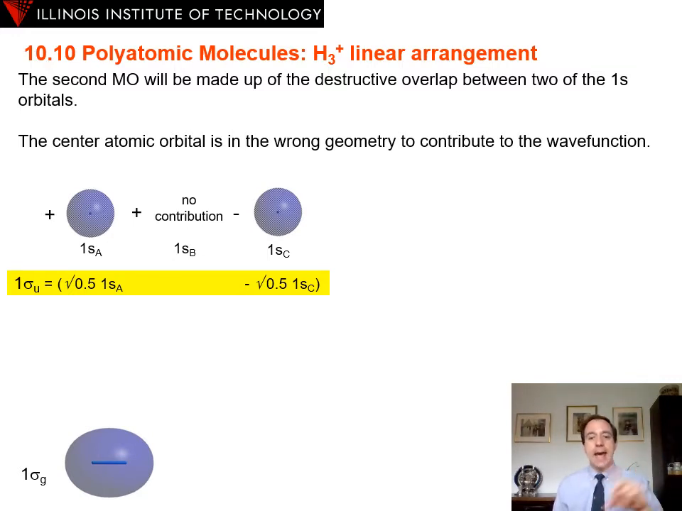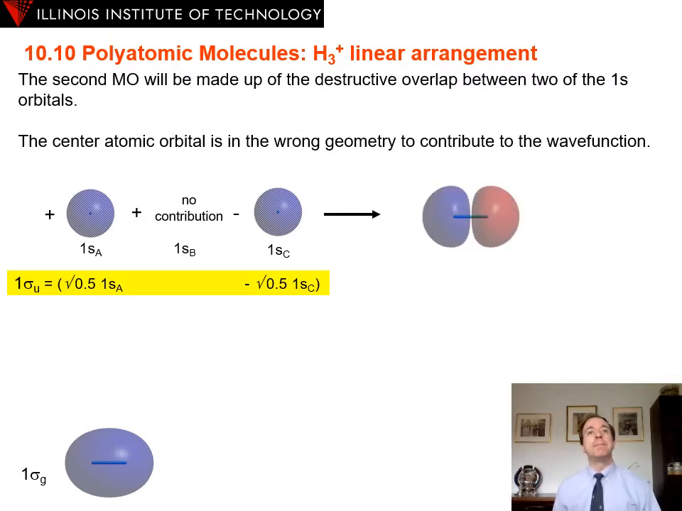So the end atoms had the square root of 0.25, and the central atom was the square root of 0.5. So we'll have a similar mathematics in the last orbital and a different geometry. So I'll point that out in the next slide. Okay, so what does this one look like?